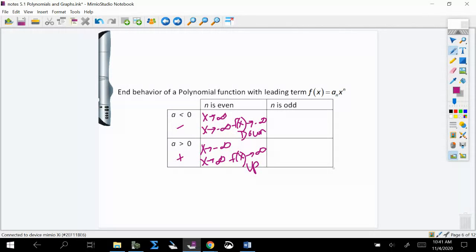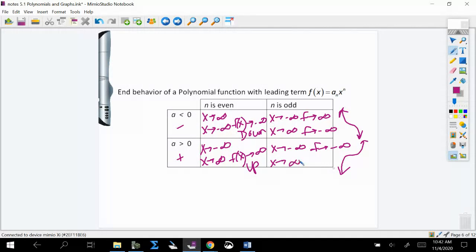If it is odd, it depends on if it's positive or negative. The ends will do the opposite. So odd and negative looks like this. Odd and positive looks like this. So if it is odd and negative, as I go to the left, my function will go up to positive infinity. And as I go to the right, my function will go down to negative infinity. If it is odd and positive, as I go to the left, my function goes down to negative infinity. And as I go to the right, my function goes up to positive infinity.